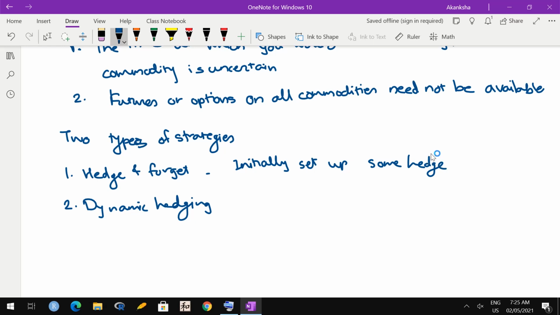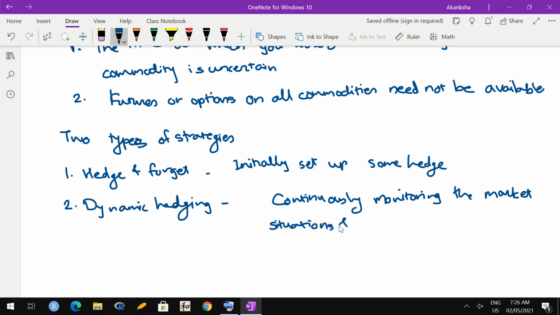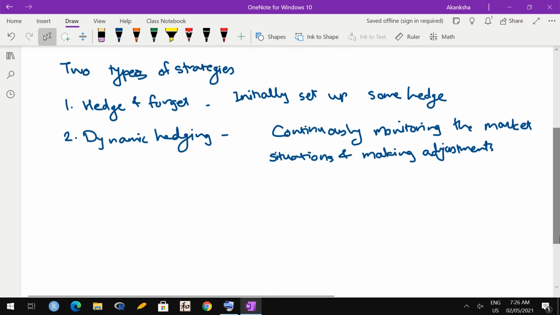And dynamic hedging is continuously monitoring the market situation and making adjustments. So these are two types of strategies. Of course, when you say continuously, you would still have some gaps in the transactions, because otherwise transaction costs would shoot up.